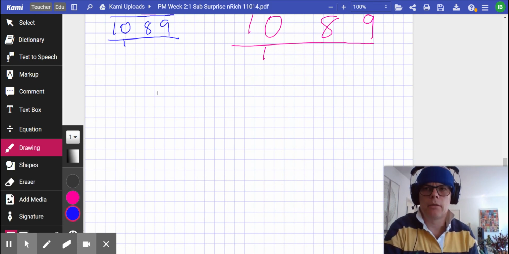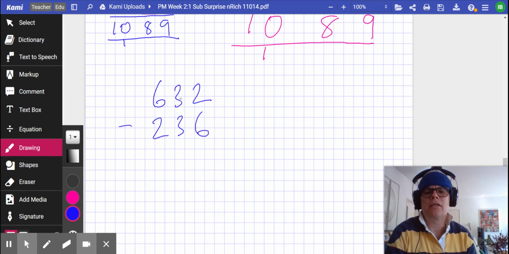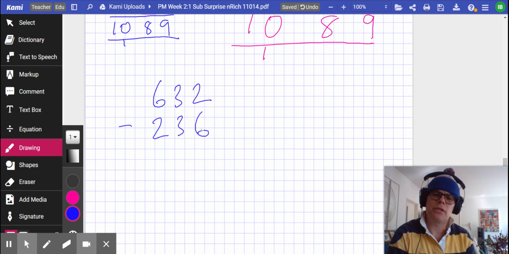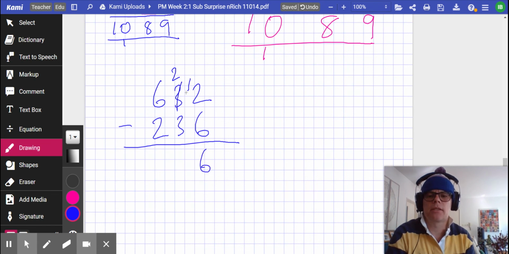idea. We'll go 632. Let's just follow this again. 236. We'll subtract. So I've got the digit 632, the digit 236. I know the digit 2 is less than 6, so I've got to borrow a 10 here. So borrowing 1 10, 10 bigger than 2 is 12. There's my 10 bigger than 2. 12 minus 6 is 6.